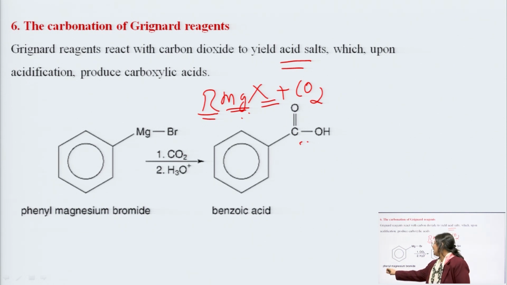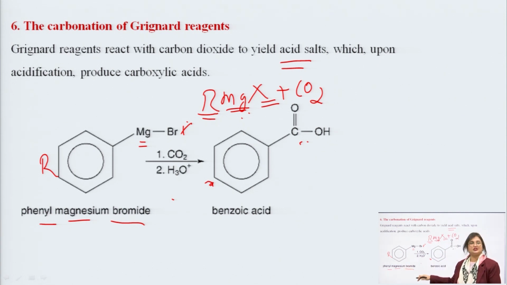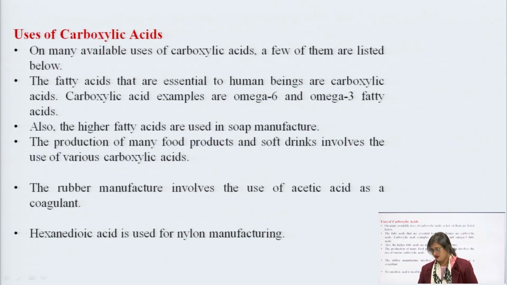So, here if we see phenyl magnesium bromide, this is the R, this is the magnesium and this is the halogen or the X. So, phenyl magnesium bromide upon hydrolysis in the presence of carbon dioxide forms benzoic acid. So, this was the final reaction under preparation of carboxylic acids.